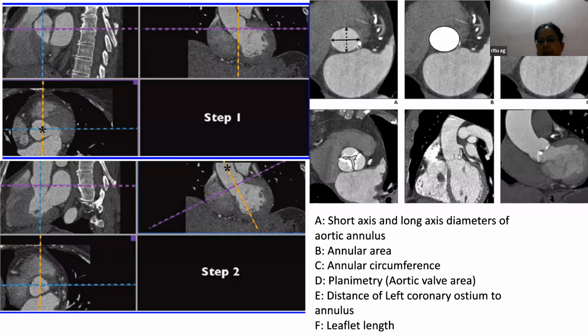Then I measure the distance of the coronary ostia. This is the left, and similarly we'll have the right on another image, and we measure the distance from the annular plane, and then I measure the leaflet length. And all this information is documented in the TAVR report.